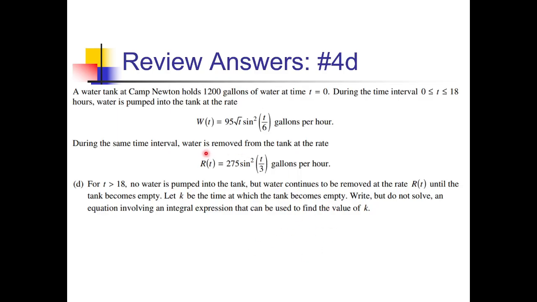So I'm just going to figure out basically how much water I need to lose. Well, at time 18, we had 1,310 gallons of water. So what I want to figure out is if I take the integral of R of t from 18 until this mystery time K, how long is it going to take before this reaches a value of the 1,310 gallons of water that were in the tank at time 18? So this is the equation that we would have to solve if we wanted to find the value of K. Thankfully, we don't actually have to solve it, so we're just going to call it a day on this one.